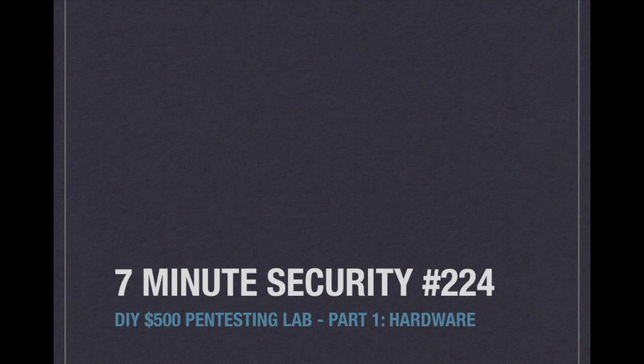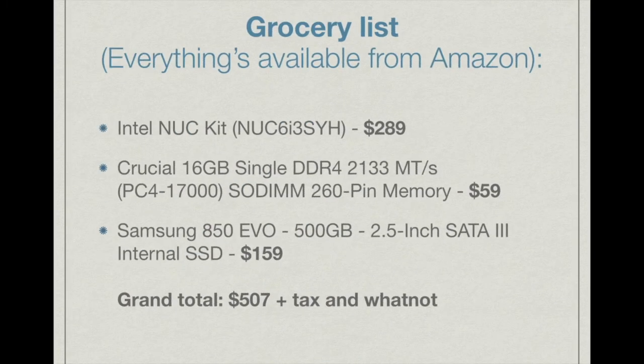But let's take a look at the grocery list and some of the things you'll need to get started. Now, as you can see here, I plucked all my goods off of Amazon. I started with an Intel NUC kit for $289, and it's got two slots for memory, and you can max it out at 32 gigs. So to keep this more in the starter kit category, I just got it launched with a single DIMM of 16 gigs for $60. I also put in a Samsung 850 Evo 500 gigabyte drive for $160, and that'll run you just a little over 500 and change, minus tax and shipping and whatnot.